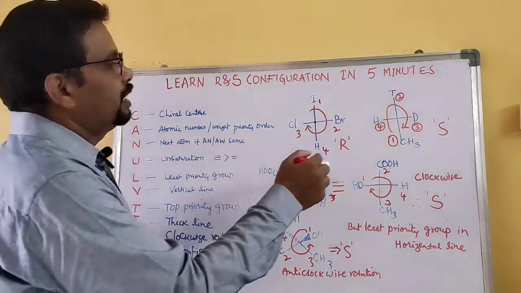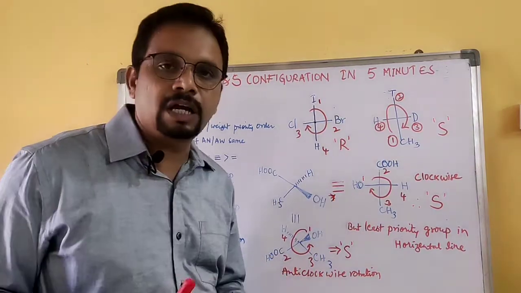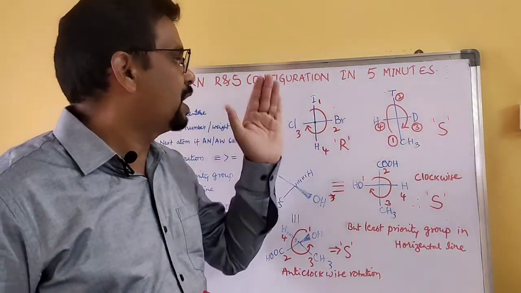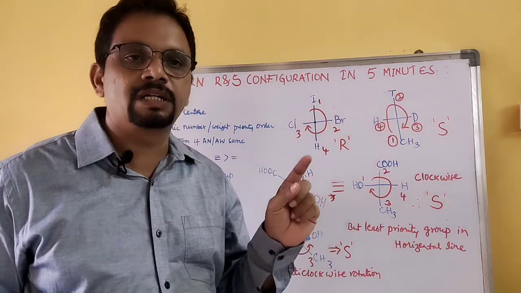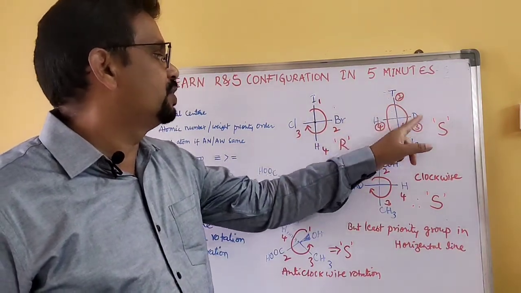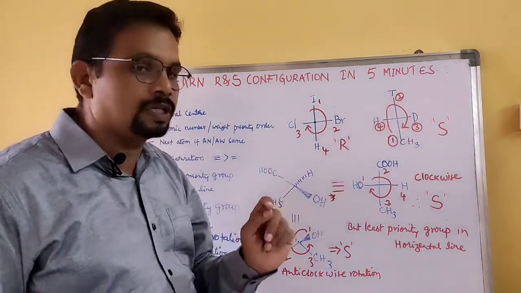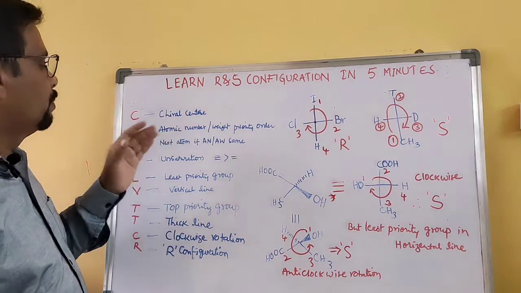Then in the third case, hydrogen, deuterium and tritium, these 3 are isotopes. Okay, they have the same atomic number but differ in their atomic mass. Tritium has more atomic mass than deuterium and hydrogen, therefore it gets more priority over deuterium and hydrogen. So that is the way you need to give priority order.